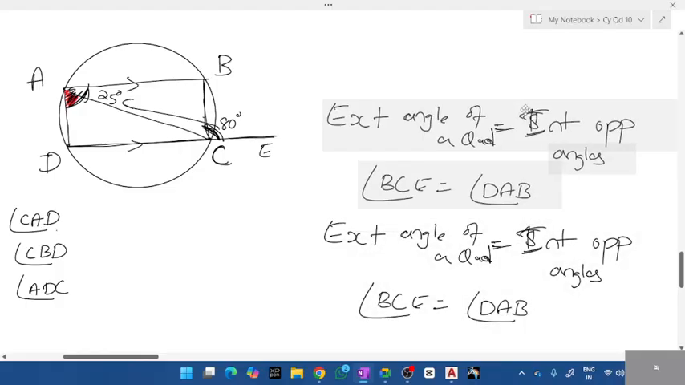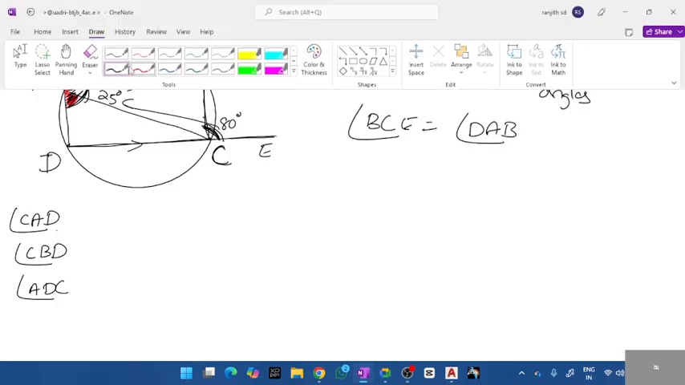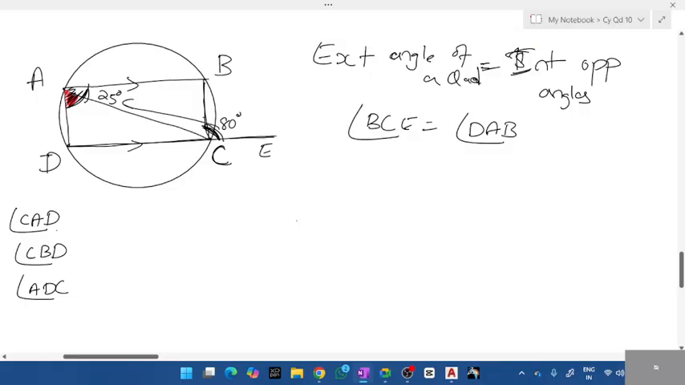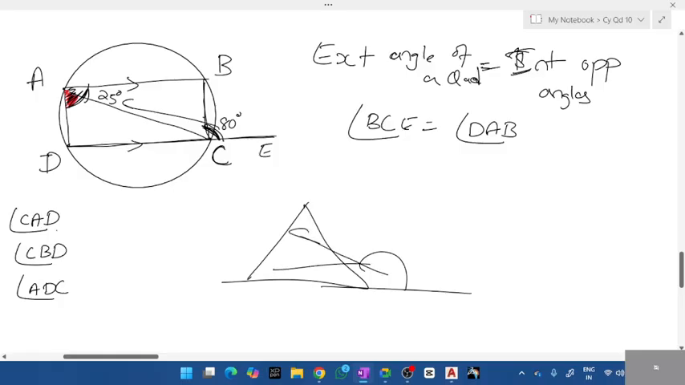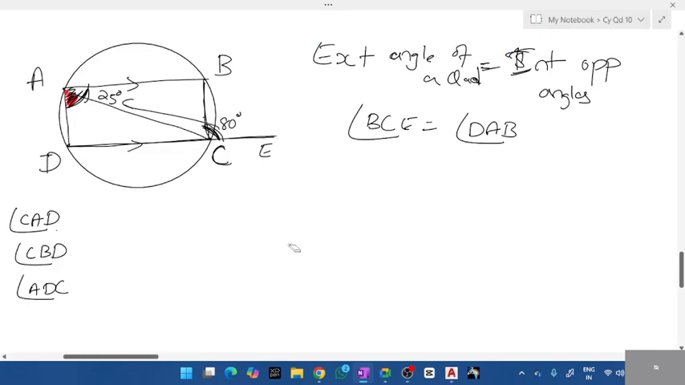You can use both interior angle. This is a theorem. Exterior angle of a quadrilateral is equal to interior opposite. Similar to a triangle. Even for a triangle, it is the sum of interior opposite angles, but here it is just the interior opposite angle.